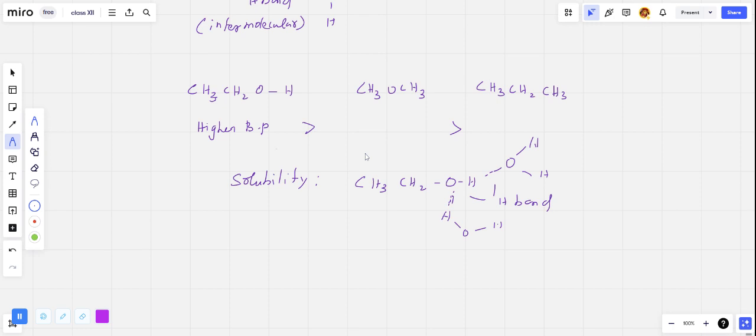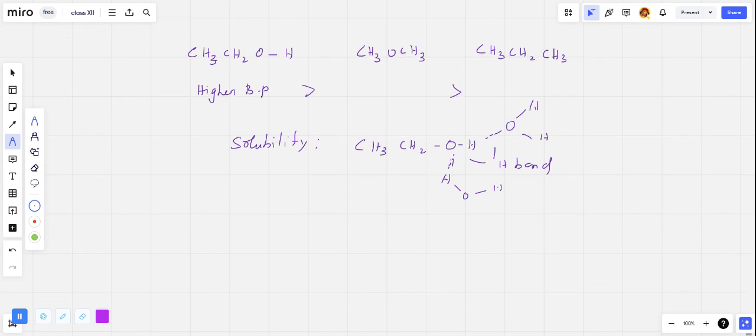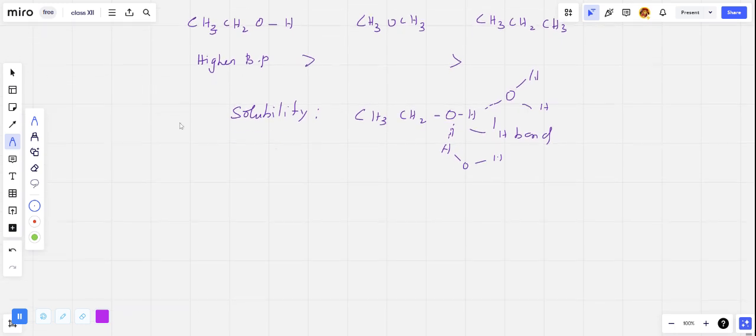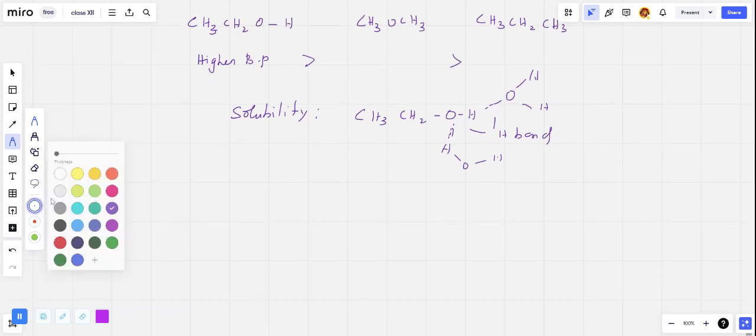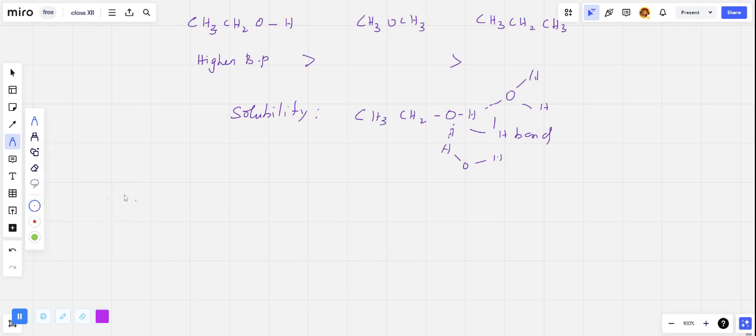So this is all about the physical properties, only the two with reasons. You should know all the physical properties with reasons, because these are the questions asked in assertion and reason. Okay, next one. We'll see about its properties.